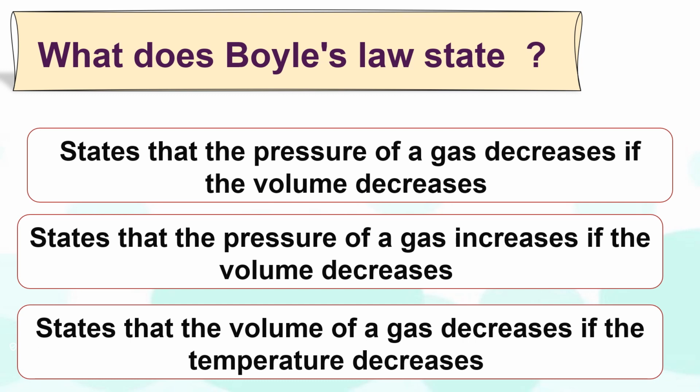The relationship in Boyle's law between pressure and the volume. The relationship is the opposite way. Where is the opposite way here? Answer: the pressure of a gas increases if the volume decreases. This is opposite, increase and decrease, between pressure and volume.